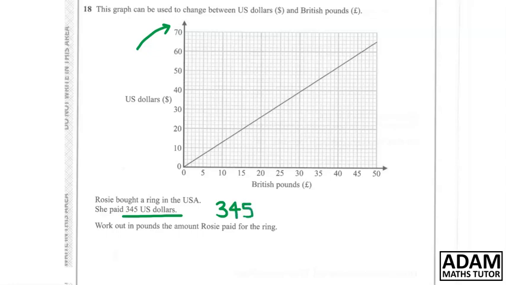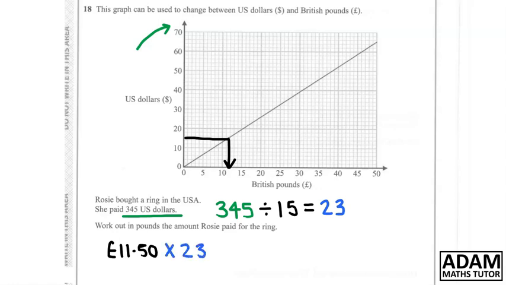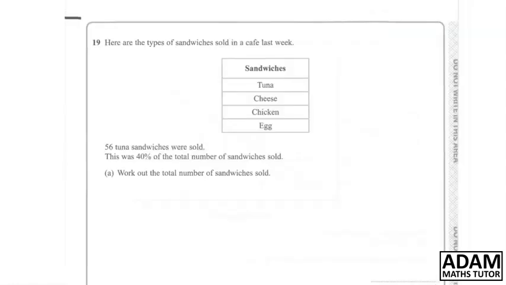We're going to have to find a factor of this number which does appear on the graph. So 345 has a factor of 15. So if I divide by 15, that gives me 23. So if I can work out what $15 would be in pounds, which is around here, I can then just multiply this value by 23. So that looks to be around £11.50. So now I just need to multiply this by 23, and that will change $345 into pounds, which is £264.50.